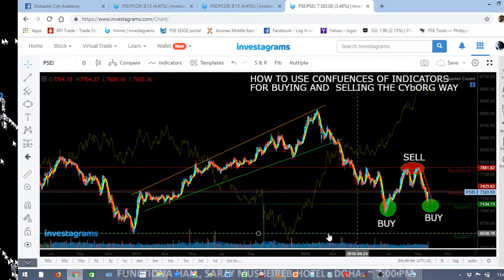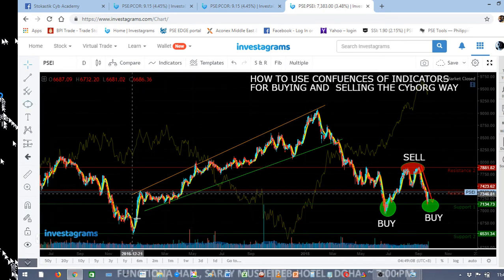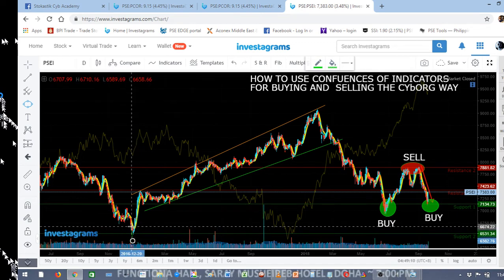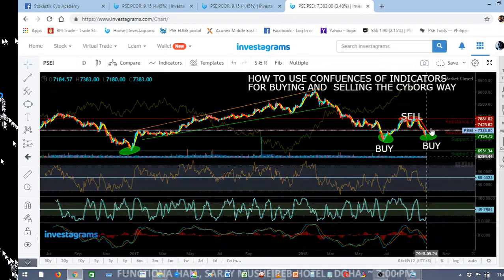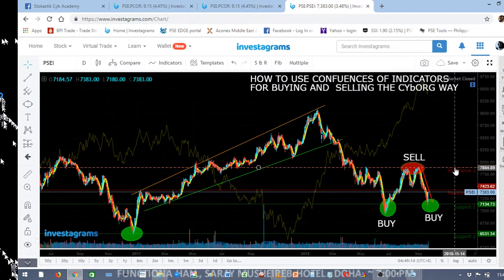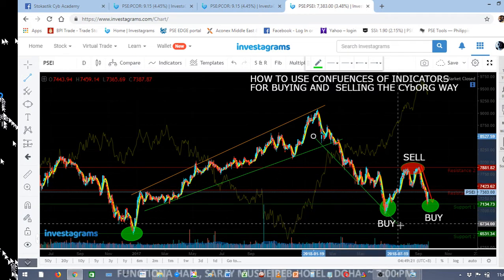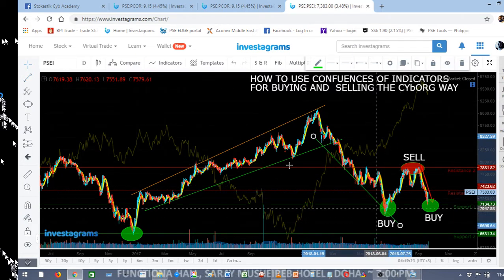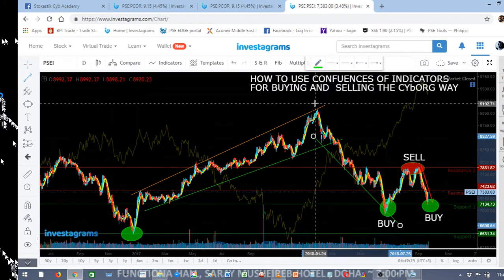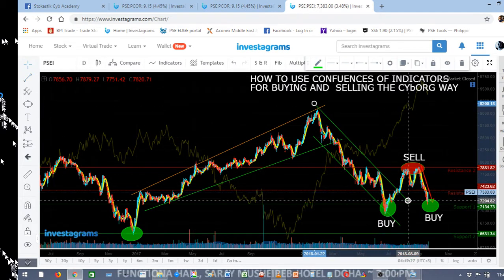So this becomes your support, and this becomes your resistance level, and this is your support level 2 for PSEI using Investa support level, and this is your resistance level in PSEI. Likewise, this is your support level on this particular case, and this is your resistance level.